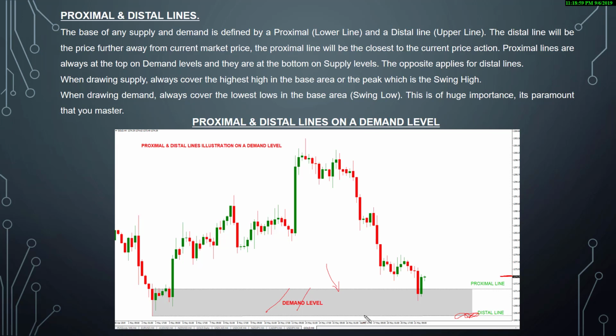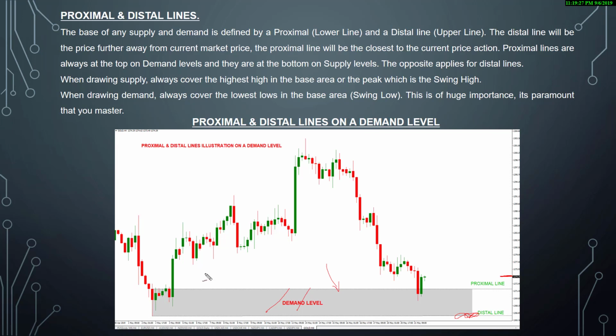The opposite applies for distal lines. When drawing supply, always cover the highest high in the base area or the peak, which is the swing high. When drawing demand, always cover the lowest lows in the area, which is your swing low. This is of huge importance. It's paramount that you master this.